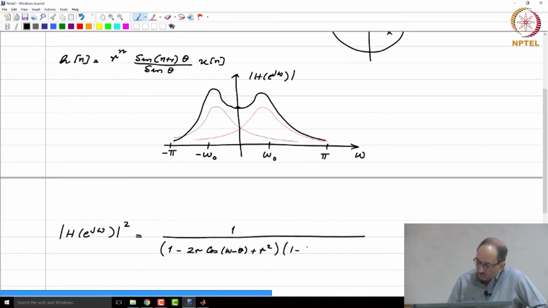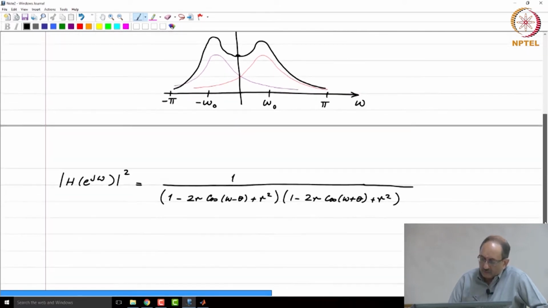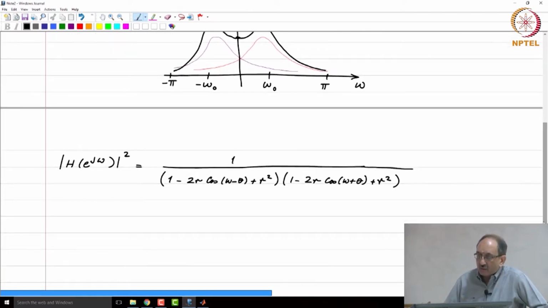Similarly, you will have 1 minus 2r cos(omega plus theta), because the other pole is at r e to the minus j theta, and it contributes this particular term plus r squared. So this is the exact expression for the magnitude squared frequency response for this second order system. It's pretty easy to see. If you have understood the magnitude squared response for a single root, then this is just two such factors, one corresponding to theta, the other corresponding to minus theta.